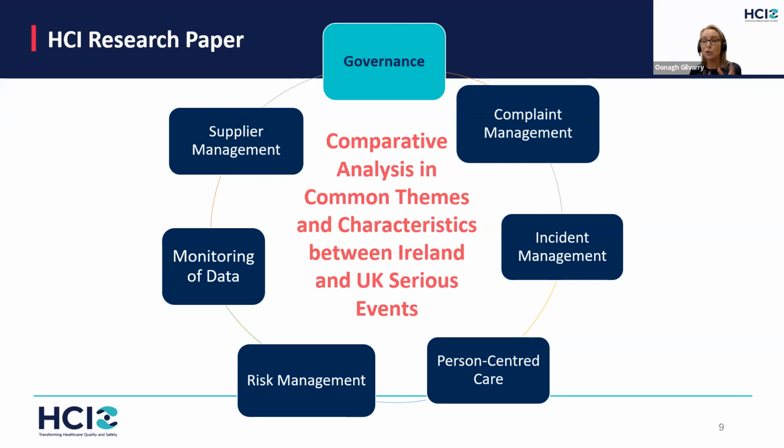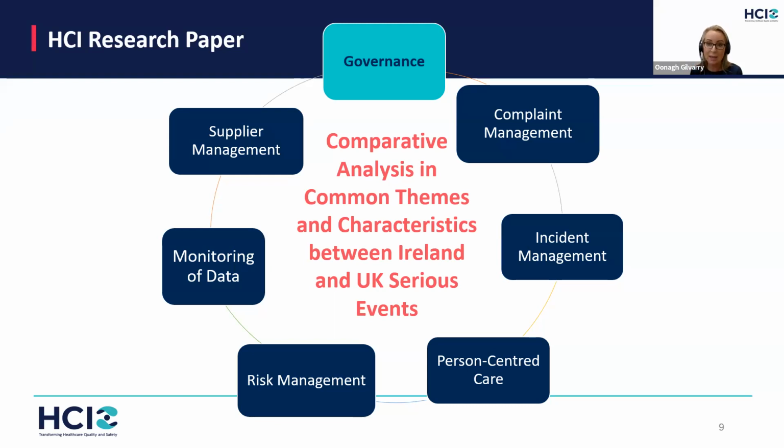So we looked at those serious incidents and tried to identify the key themes that were continually reoccurring, that were drivers or primary issues in relation to the problems that arose. Unsurprisingly, poor governance was identified as the primary root cause of significant failings by the services, which directly resulted in patient harm. Obviously, they were supported by failings in complaints and incident management, not a focus on person-centered care, issues in relation to risk management, monitoring of data, and significant issues relating to supplier management. But governance came out number one.